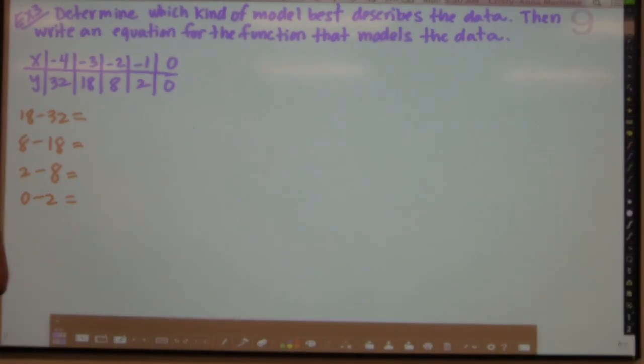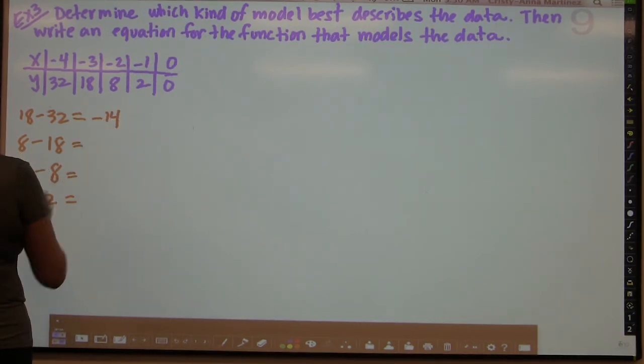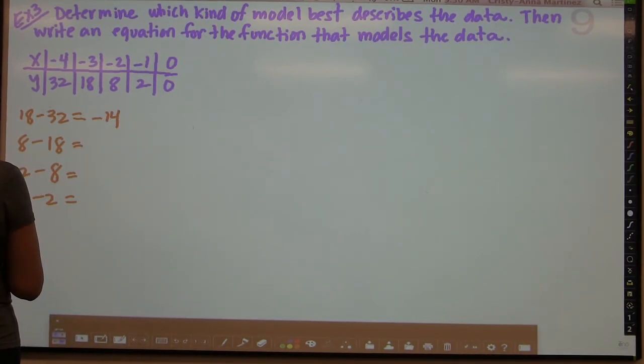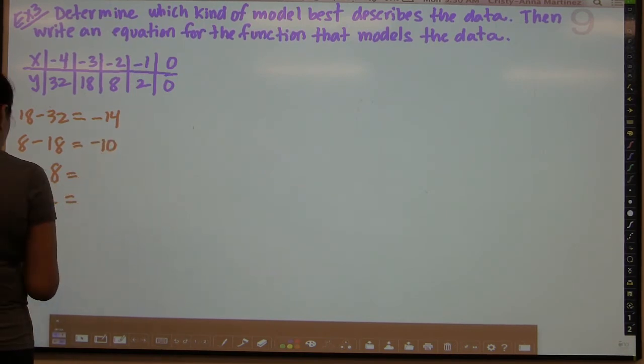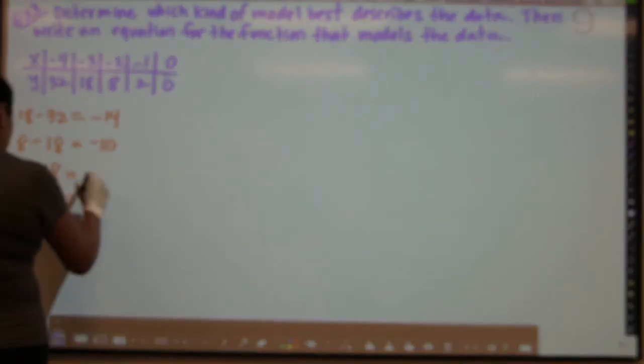So 18 minus 32 is going to be -14. 8 minus 18 is going to be -10. So the first differences are not the same, but we're going to keep going in hopes that maybe the second differences will be the same.